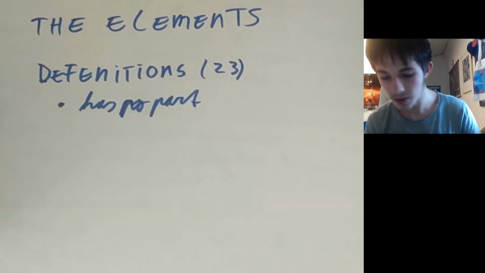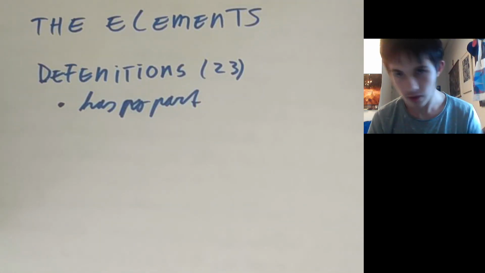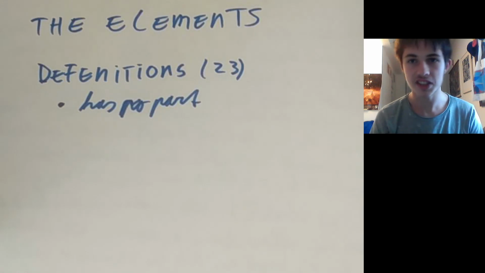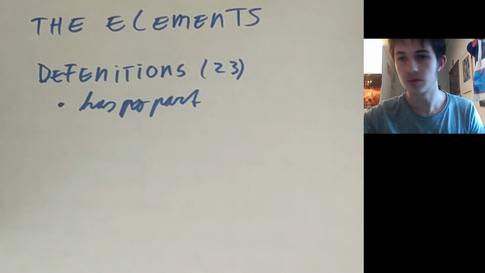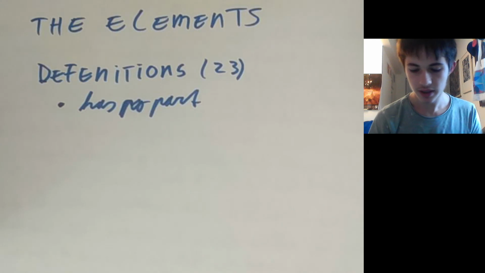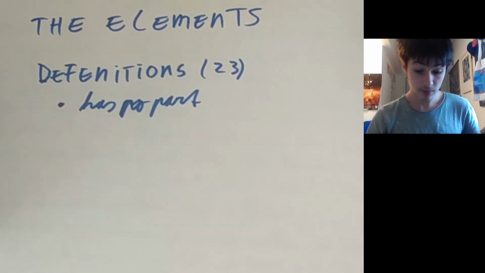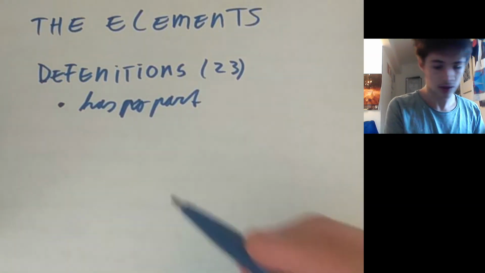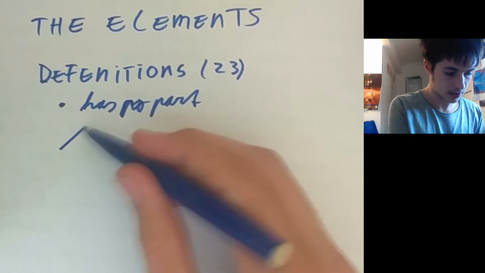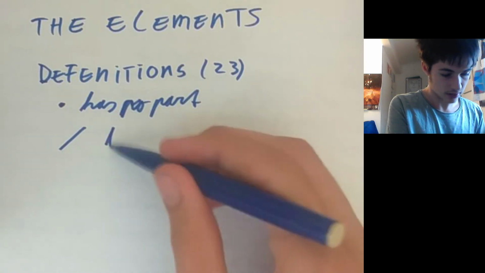Well, what does that mean? If you know what a point is, it makes sense, but perhaps to someone who has never seen a point, it would sound a little bit abstract. But that doesn't matter. The second definition is a line. A line is a breadthless length.